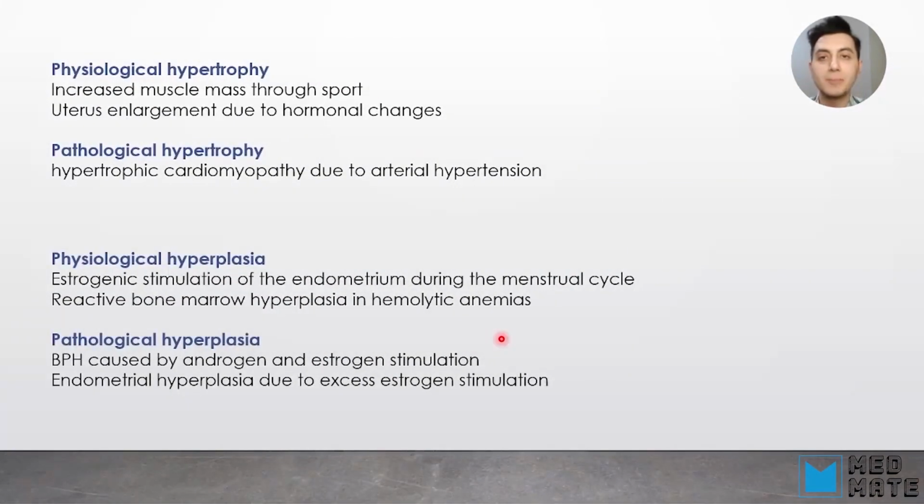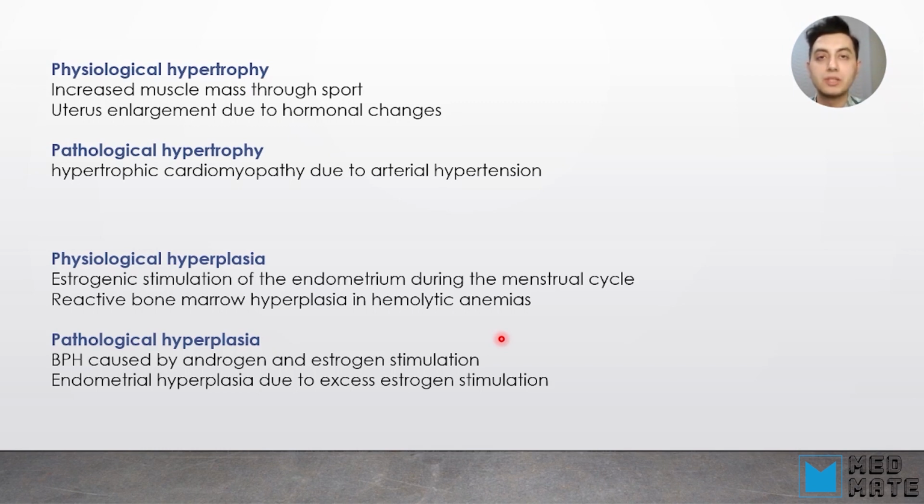So when we are talking about hypertrophy, there are two types: physiological hypertrophy or pathological hypertrophy. Physiological hypertrophy is increased muscle mass size through sport. For example, those people who go to a gym and do some exercises, what is happening is the mass of their muscle cells is increasing. And that's an example of physiological hypertrophy. Or, for example, uterus enlargement due to hormonal changes.